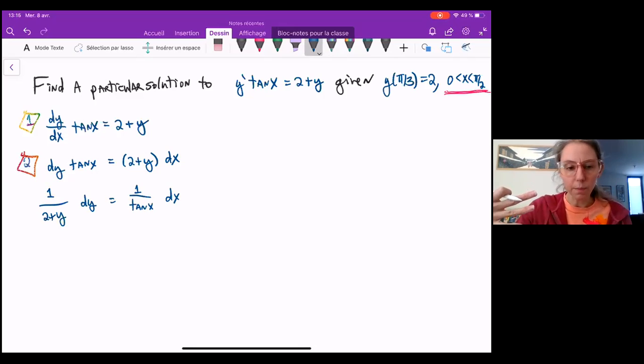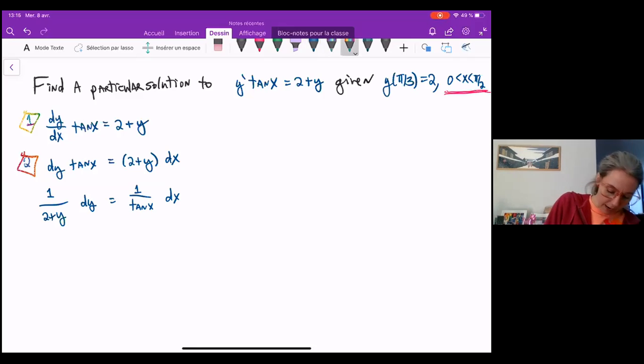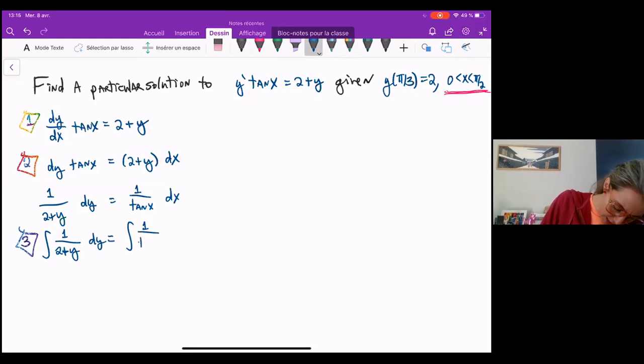Remember how we have talked about the fact that dy or dx is kind of like a period at the end of your integral sentence. Periods go at the end of sentences. So I want to make sure that when I've gotten to the point where I'm about to integrate, they're at the end. So they're the last thing I write on each side. So next step is to actually integrate both sides. So I have the integral of 1 over 2 plus y dy is equal to the integral of 1 over tangent x dx.